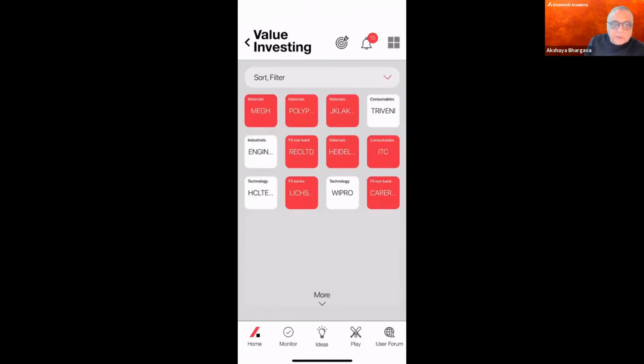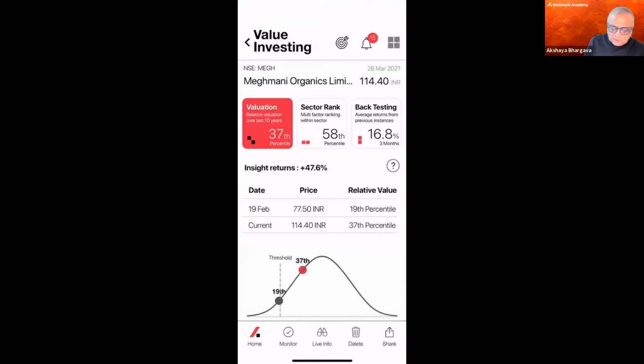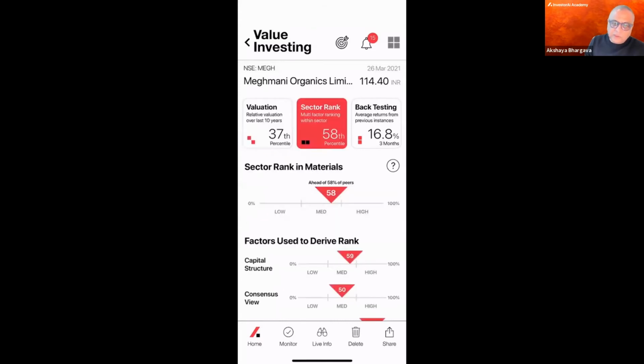And let's see who this is, materials MEGH. It's Make Money Organics. And this stock has gone up 47.6%. This is an unbelievable growth. This signal was generated, let's understand what's happening here, on the 19th of February. So this is more than 1 month old. When it was generated, it was on the 19th percentile. Today, it is trading at 114 rupees, which puts it at the 37th percentile of its last 10 years relative valuation. The sector rank is 58, which is quite good.